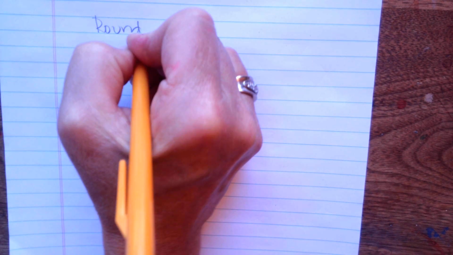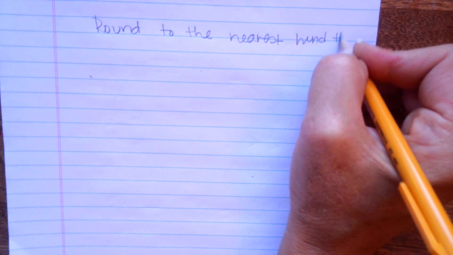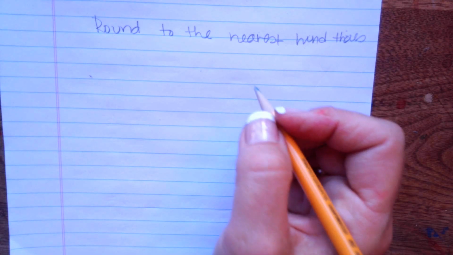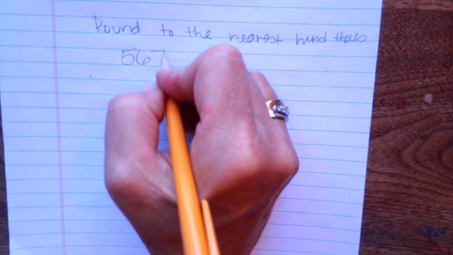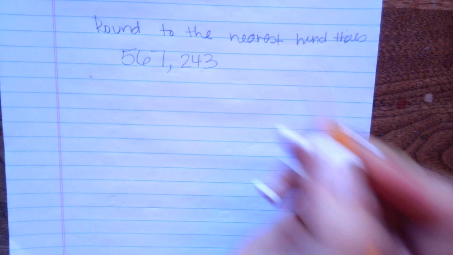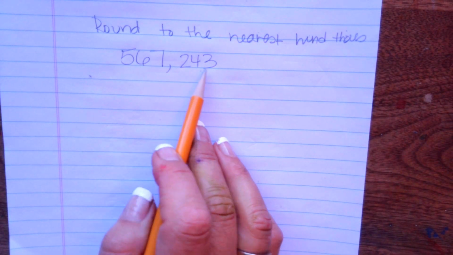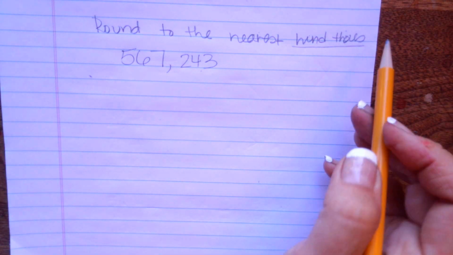All right, we're going to do rounding. So round to the nearest 100,000, sorry. It's number 8 on page 8. There's number 9. The number is 567,243. To round, they want us to round to the nearest 100,000s.